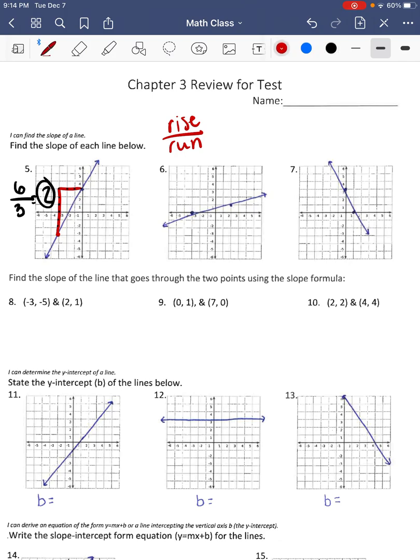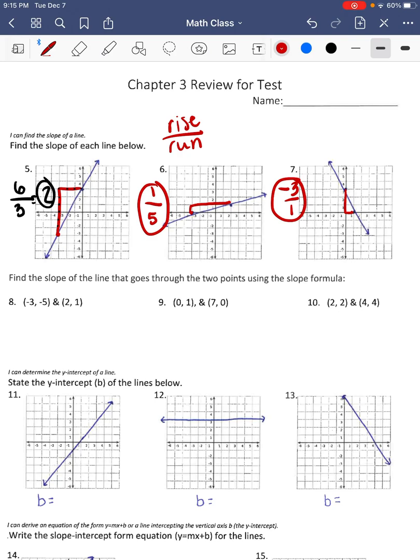For number 6, we're starting at our furthest left point, counting how many up, how many over. Looks like we go up 1 and we go over 1, 2, 3, 4, 5. 1/5 does not reduce. Our next one, we're starting at our furthest left point. We're going down and over. Down means negative, and we're going down 3 and over 1, and that also does not reduce.